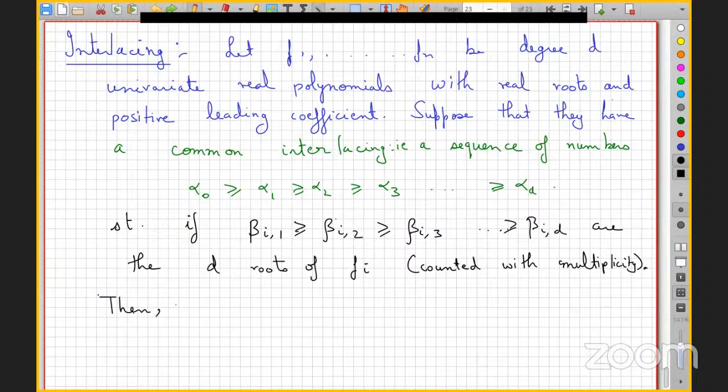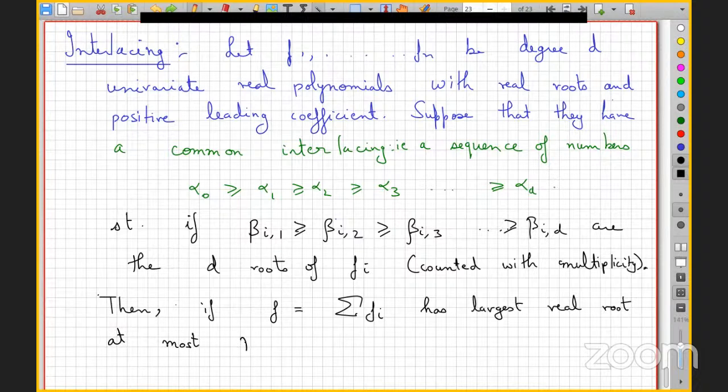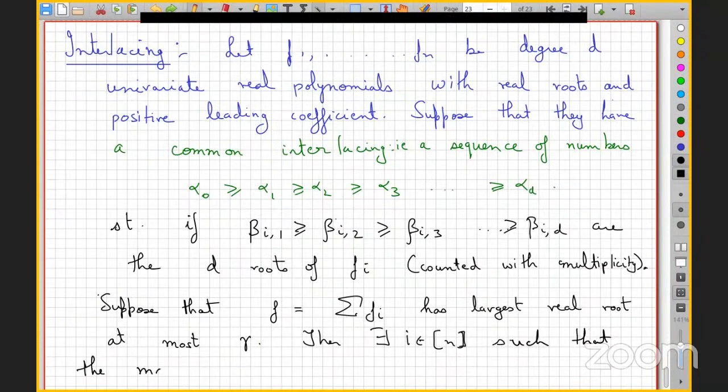Yeah. So then if this f, which is defined to be the sum of the fi's, has largest real root at most gamma, then there exists i such that the maximum root beta i1 of fi is at most gamma. Okay.